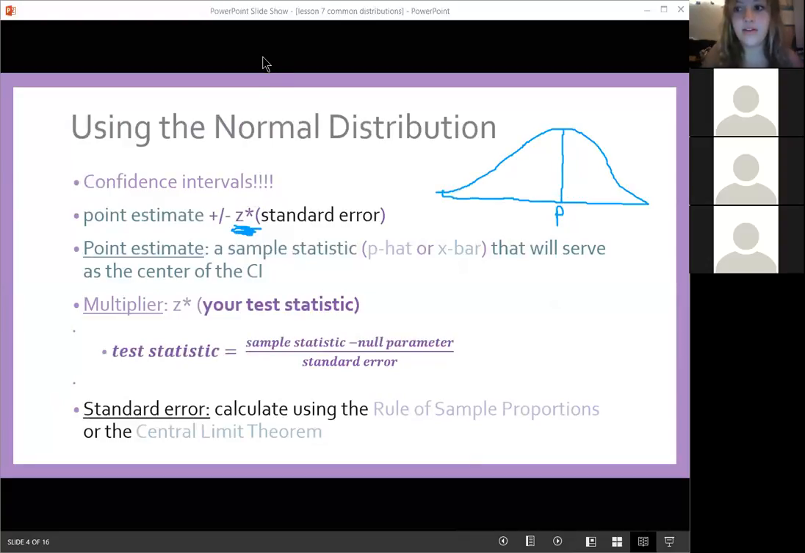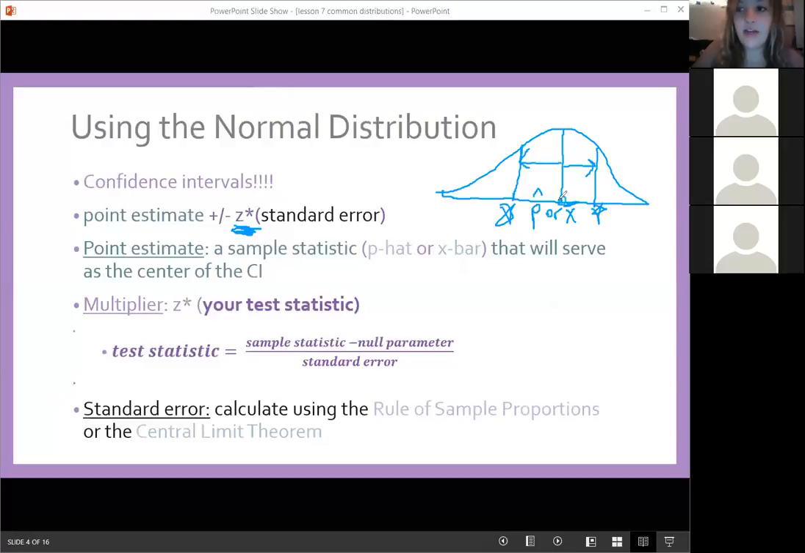Well, I don't like that. I want it to be clearer. This middle part here is either going to be p hat or x bar. And that's the middle of our data, our mean. So that's what we're using to find our confidence interval. We're taking our multiplier times our standard error. That's going to give us values that end up here and here, and that's how we get our lower and upper bounds there. So that's the main idea.